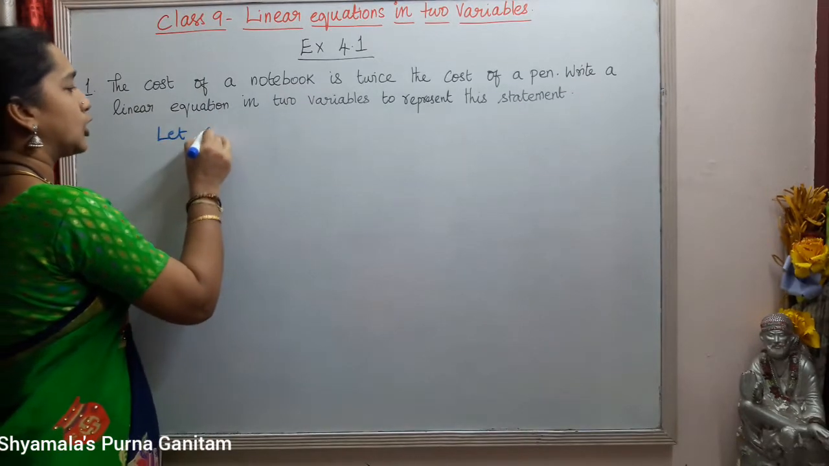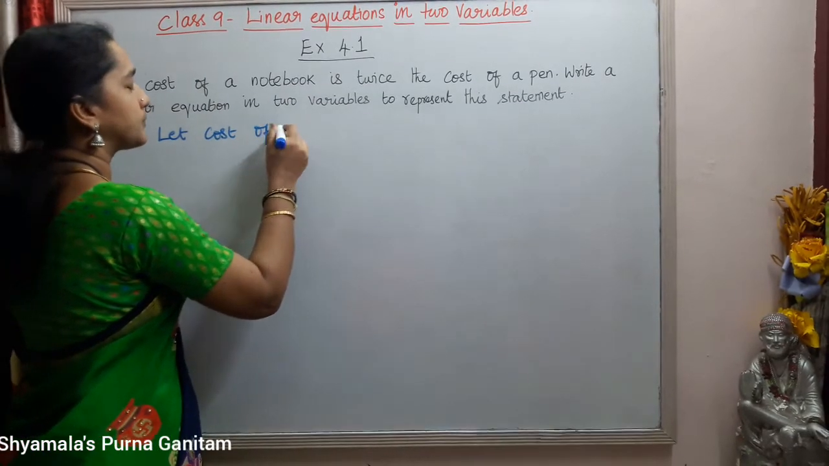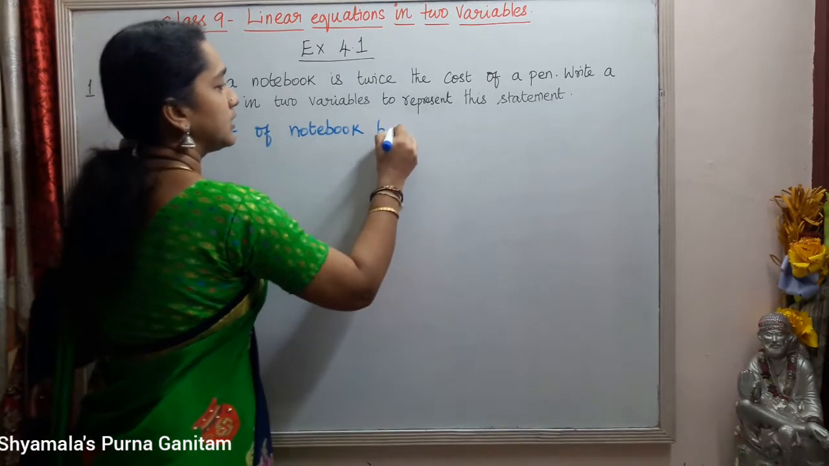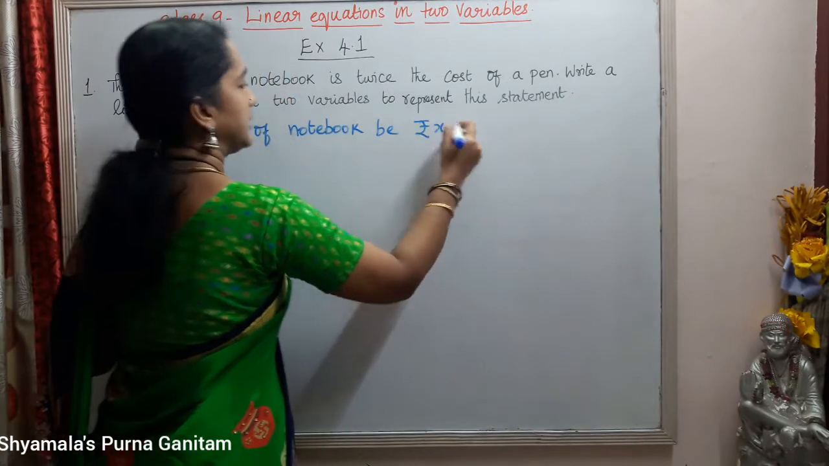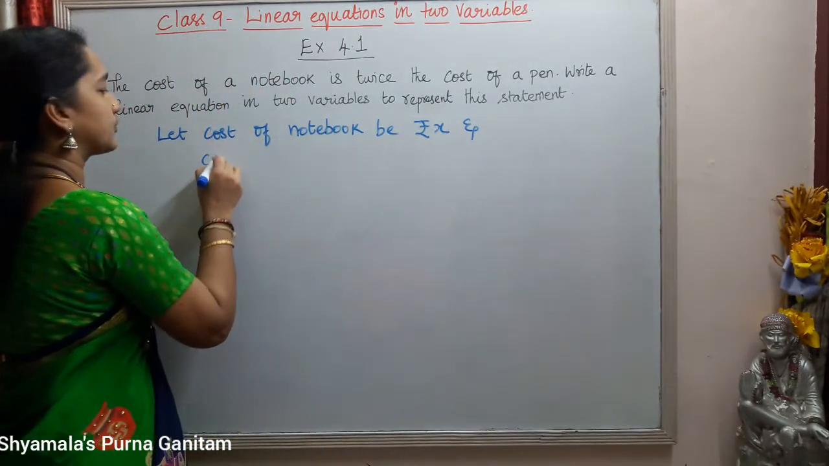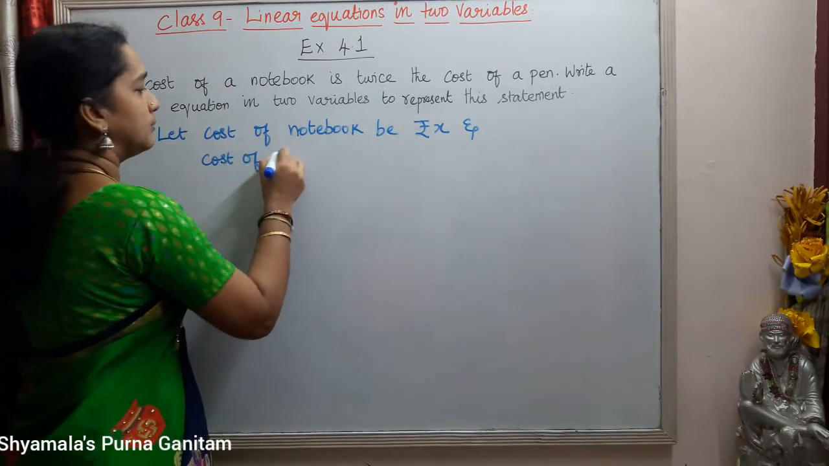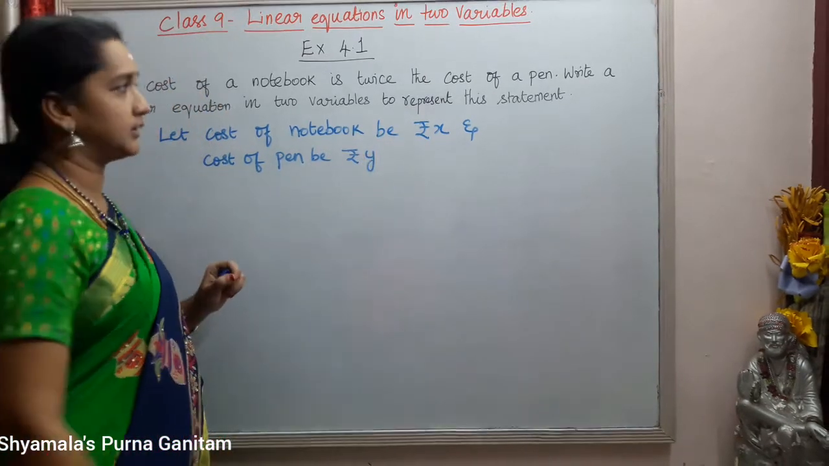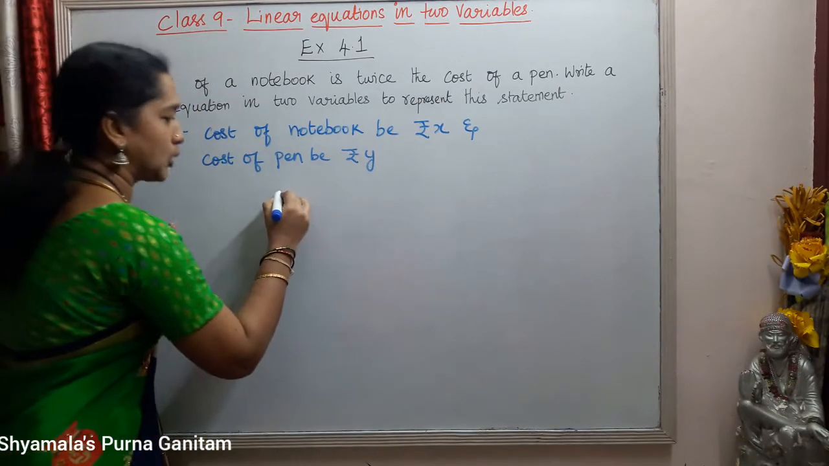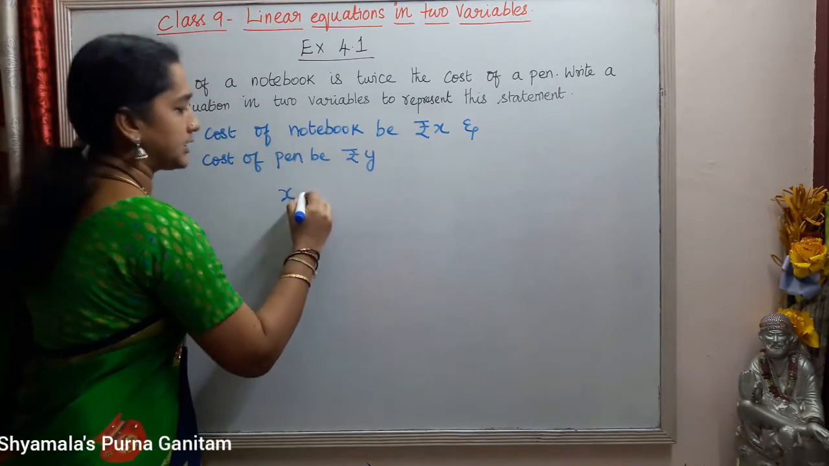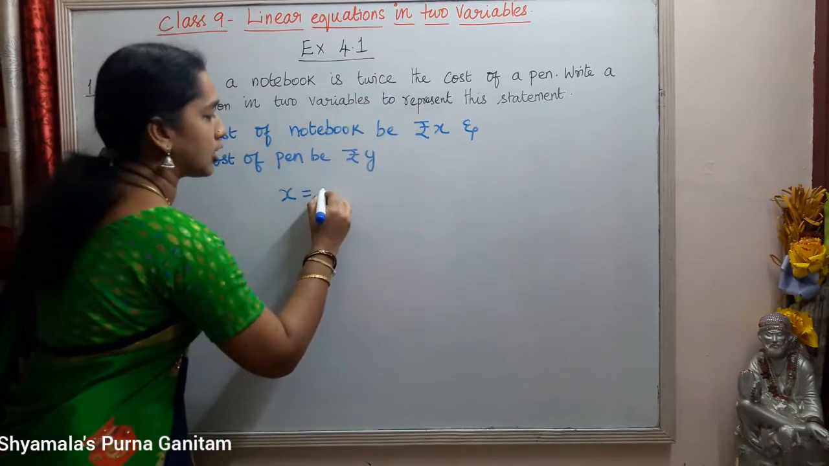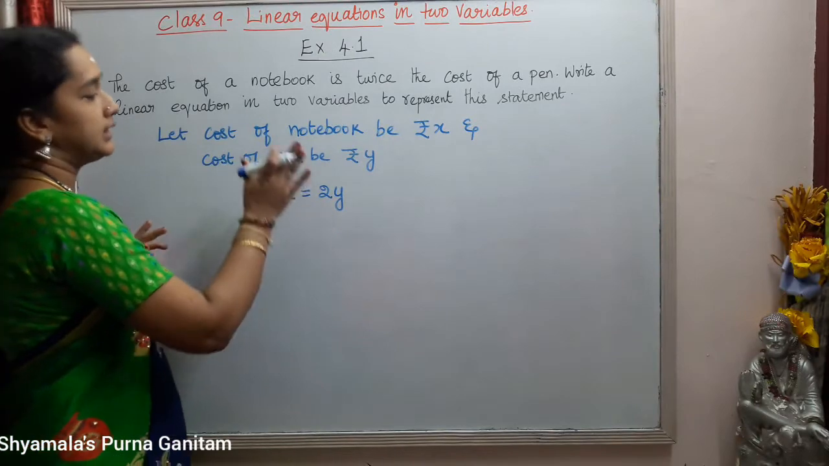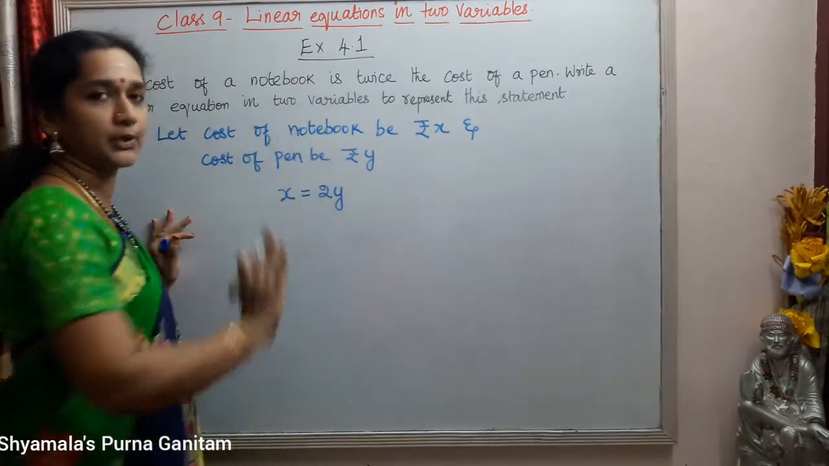So let the cost of notebook be rupees x and cost of pen be rupees y. So x and y. The cost of notebook is equal to twice the cost of pen. So this is the linear equation in two variables for the given statement.